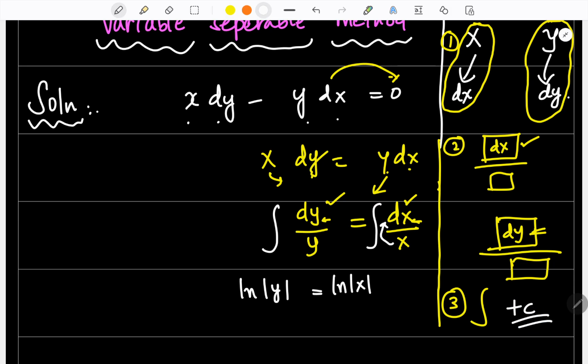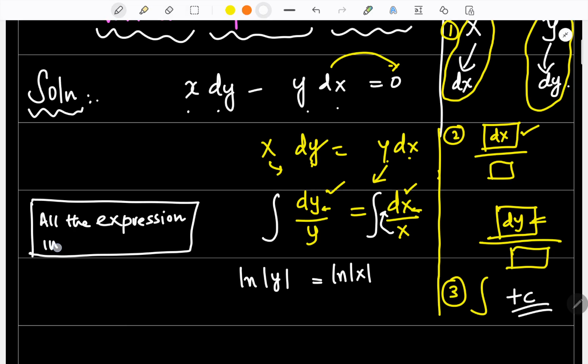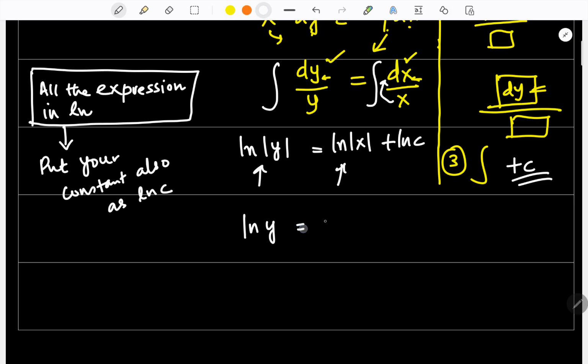You know very well, in the differential equation, after the integration, if all the expressions are in ln, please put your constant also as ln c. So here ln y, ln x, I'm going to write the constant as ln c. So this equals ln y equals ln x plus ln c.